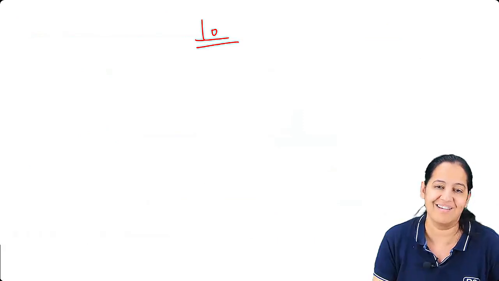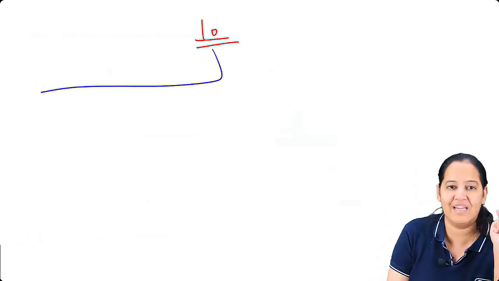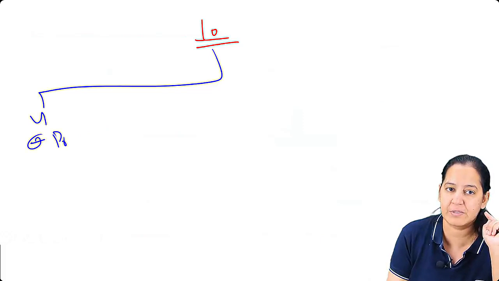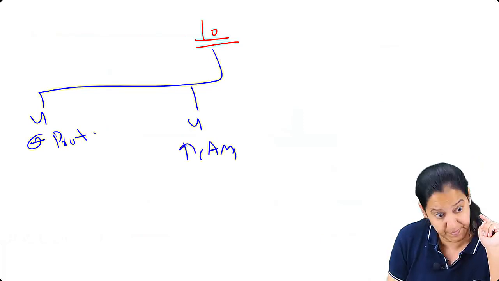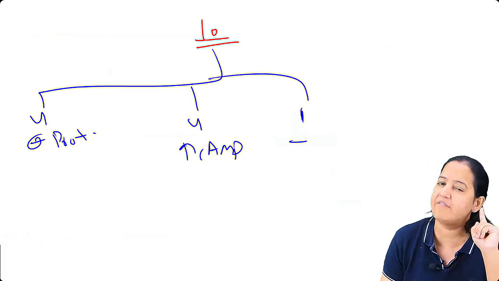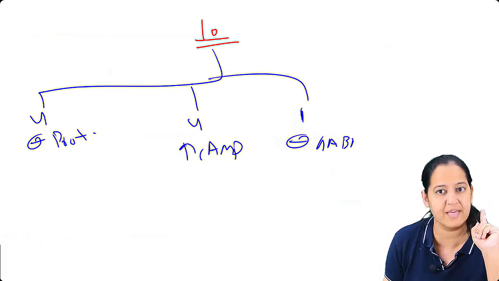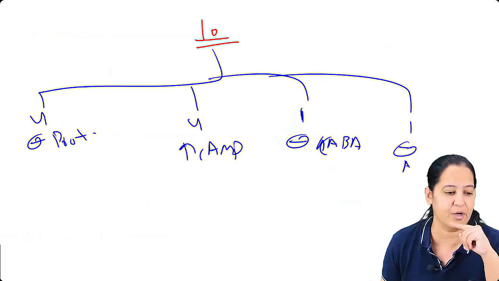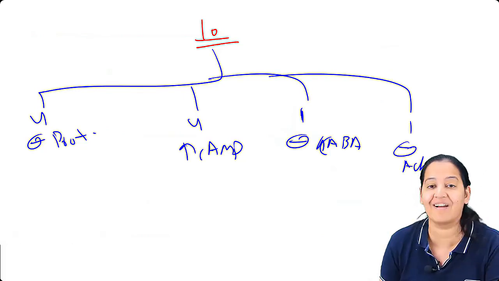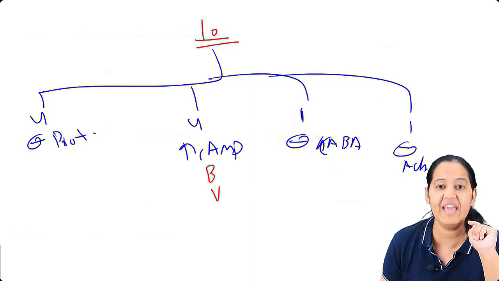Where does Bordetella come? Does it come in the 4 bacteria which inhibit protein synthesis? Or the 4 bacteria which increase cyclic AMP? Or the 1 bacteria which inhibits GABA glycine? Or the 1 bacteria which inhibits acetylcholine? Where does it come? Yes, Bordetella comes here. Be very efficient.